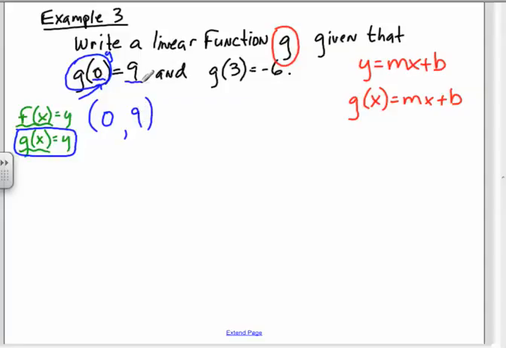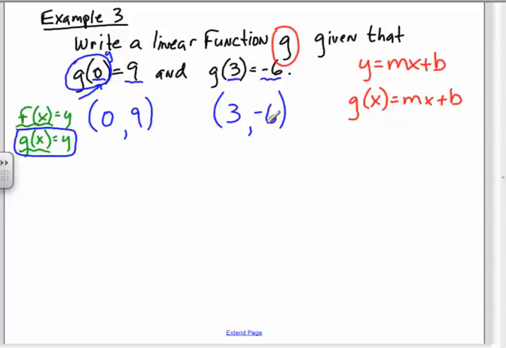So if I use that same idea over here, when x is 3, y is negative 6. It's just a different way of writing an ordered pair. So I can change these things, right? G of 0 equals 9. I can change it to just an ordered pair. And I know what to do with that.